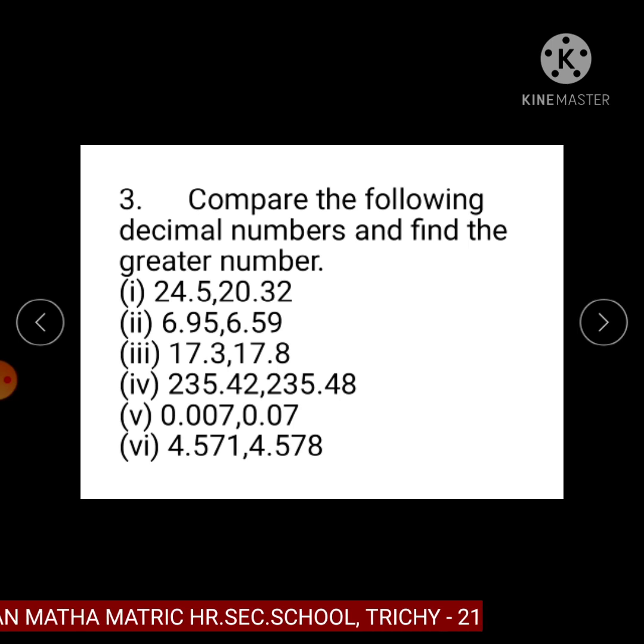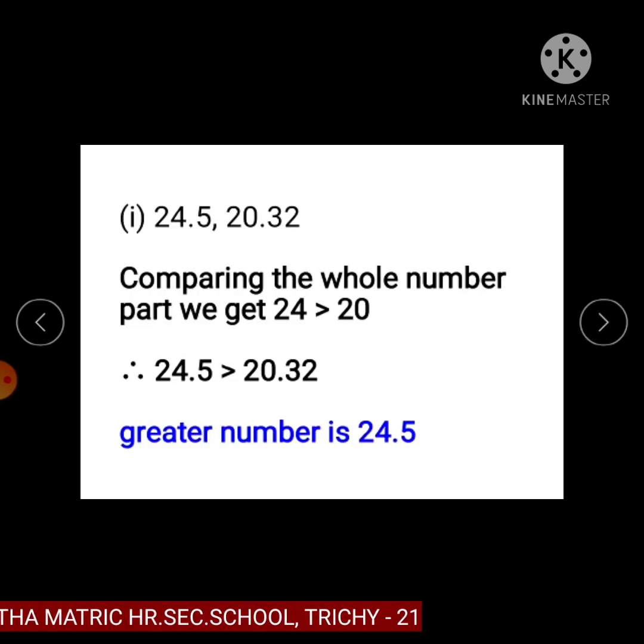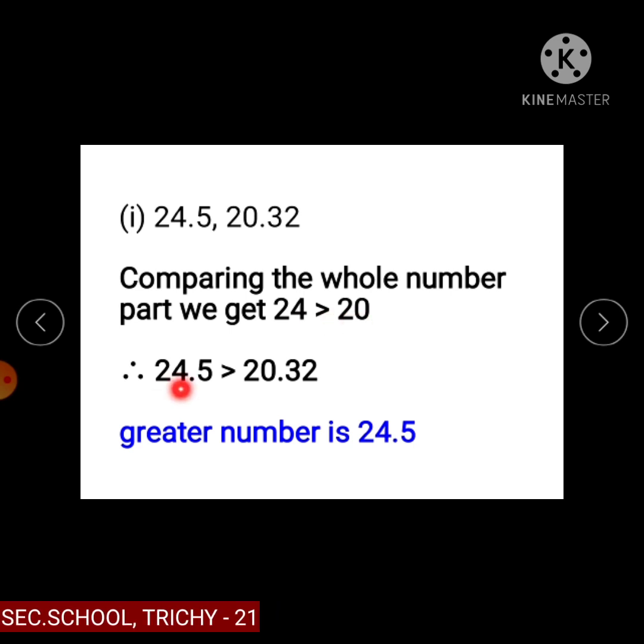Question number 3. Compare the following decimal numbers and find the greater number. Subdivision 1. 24.5 and 20.32 are the given numbers. Comparing the whole number part, we get 24 is greater than 20. Therefore, 24.5 is greater than 20.32. The greater number is 24.5.